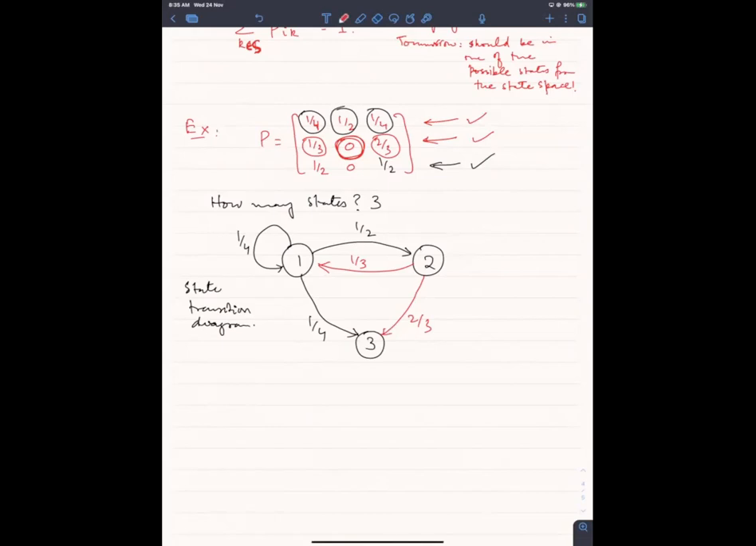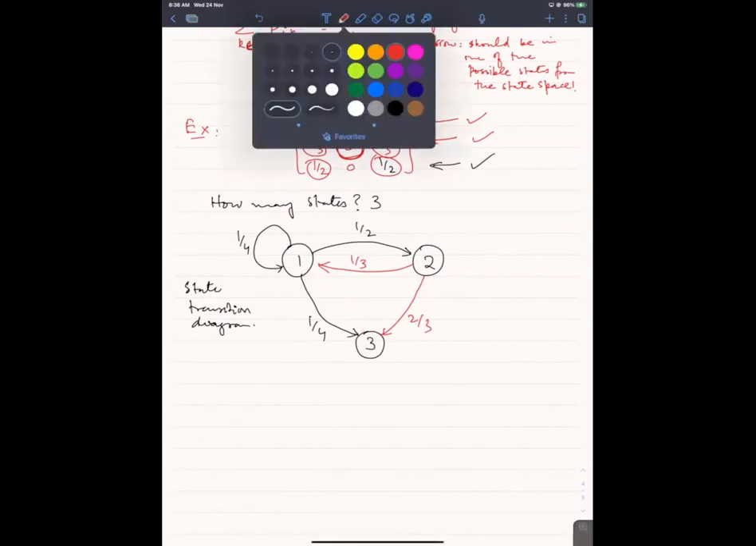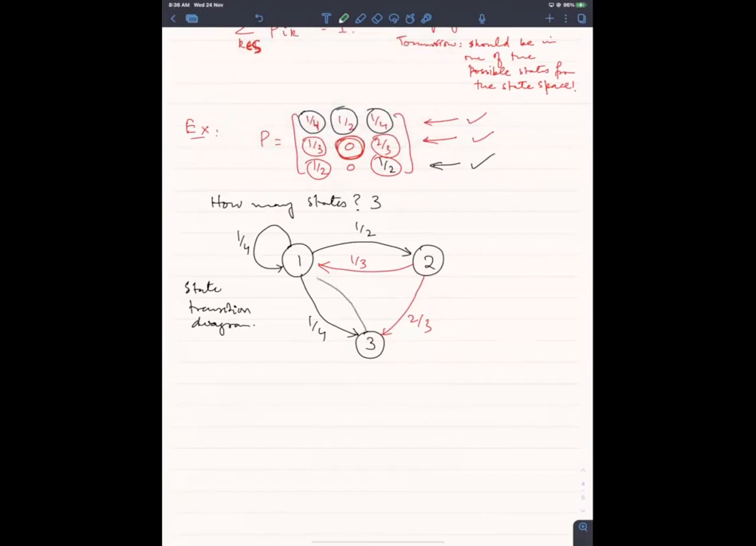Now, from state 3, you can go to state 1 with probability 1 over 2 and stay in state 3 with probability 1 over 2. Okay. So this may be in a different color. Green may, with 1 over 2 probability you are here, and with 1 over 2 probability you stay here. There is no way to move from state 3 to state 2.